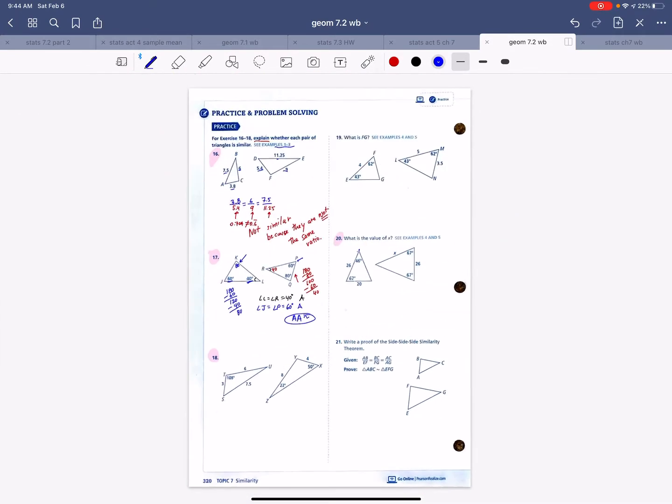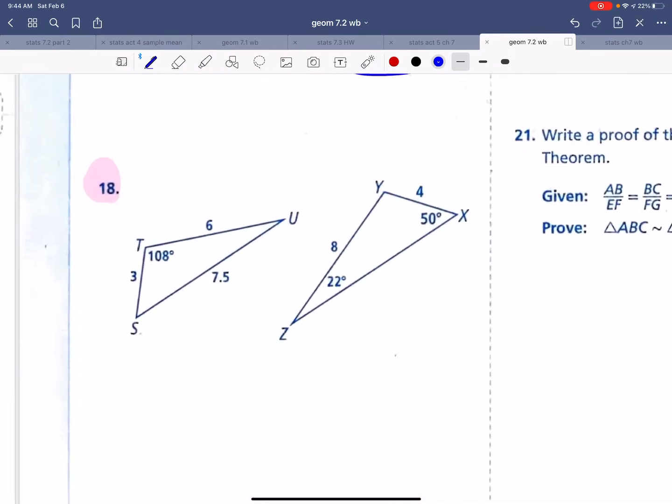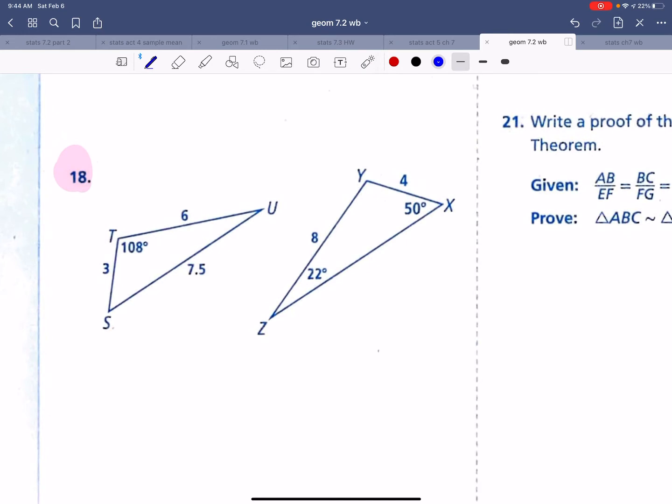Now 16. We have 3 sides here, but only 2 sides. So that we can't use side, side, side. We have one angle here and one angle there. Oh, but we have 2 angles, so we can solve for this third angle.